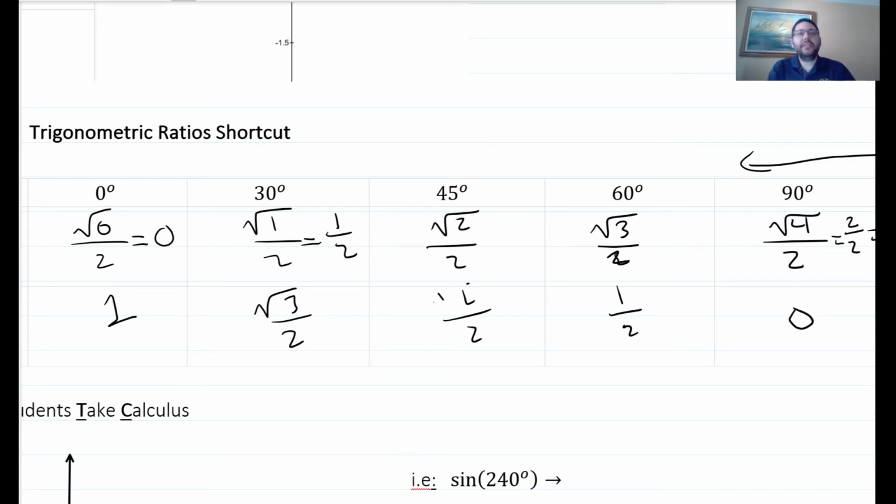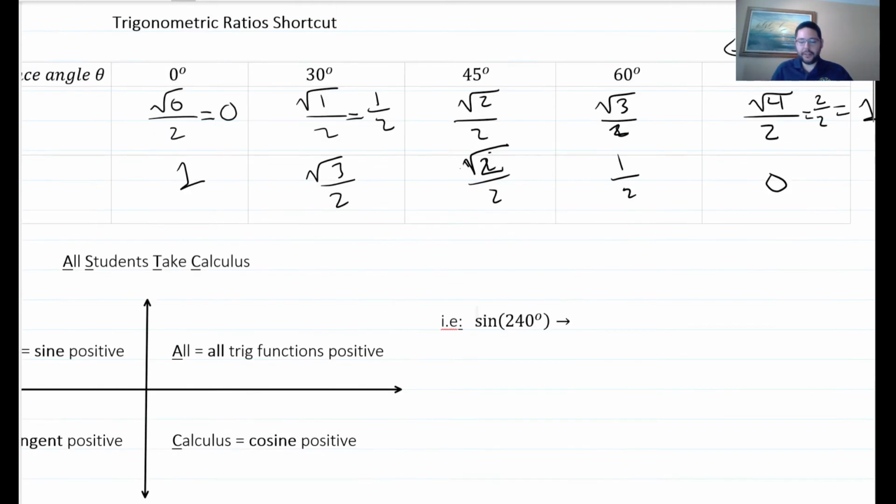So quick little shortcut for finding values of sine and cosine. Very useful tip, and let me go ahead and adjust that. There you go. So that's a quick way of finding sine and cosine.